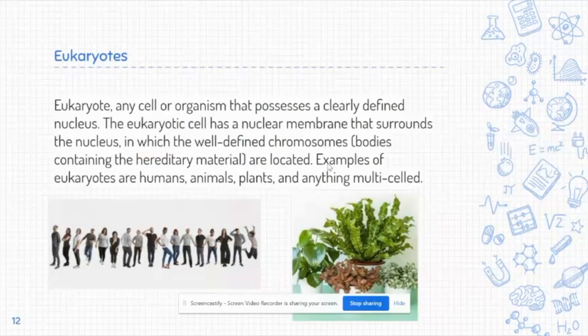The eukaryote is any single cell or organism that possesses a clearly defined nucleus. The eukaryotic cell has a nuclear membrane that surrounds the nucleus, in which the well-defined chromosomes, bodies containing the hereditary material, are located. Examples of eukaryotes are humans, animals, plants, and anything that is multi-celled.